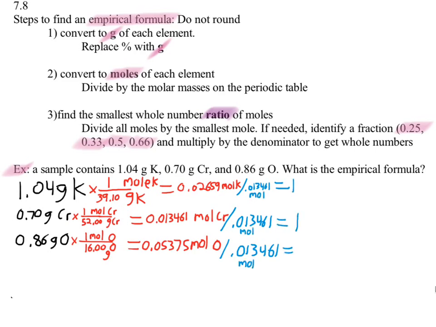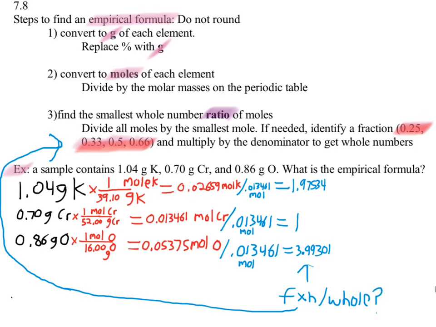When we divide the other ones, we get 1.975 for the first one, 3.99 for the next one. At this point you ask yourself, are these numbers a fraction or a whole number? It's one or the other. And the only fractions you have to choose from are those ones in red: 0.25, which is a fourth; 0.33, a third; 0.5, a half; or 0.6, a 2/3. So I'm going to say, well, 3.99 is definitely closer to 4 than to a fourth, and 1.97, same deal, so it's a 2:1:4 ratio.